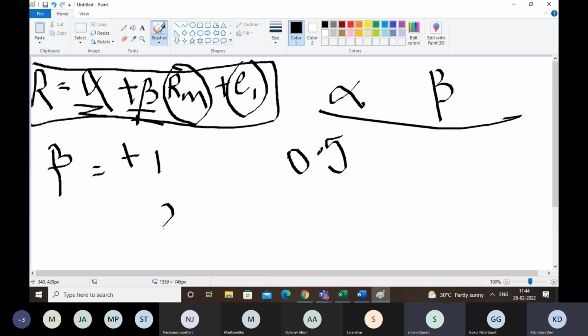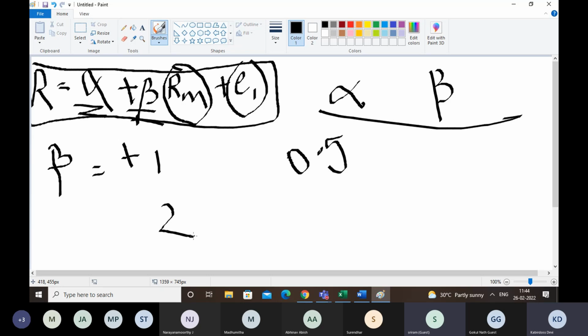Another one is beta of 2. When we say beta of 2, a 1% change in the market causes a 2% change in the stock return. So the stock return becomes more volatile, and if there is a decline of 10% in market return, the stock with a beta of 2 will give a negative return of 20 percentage. So a stock with a beta of more than 1 is normally considered to be very risky, right?